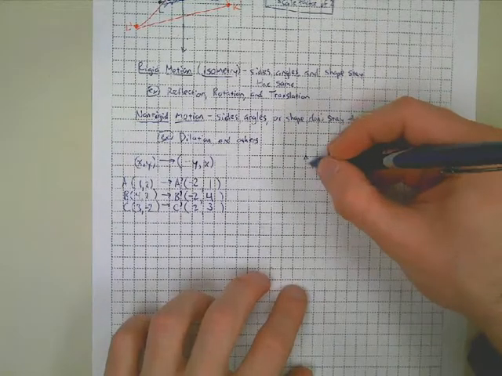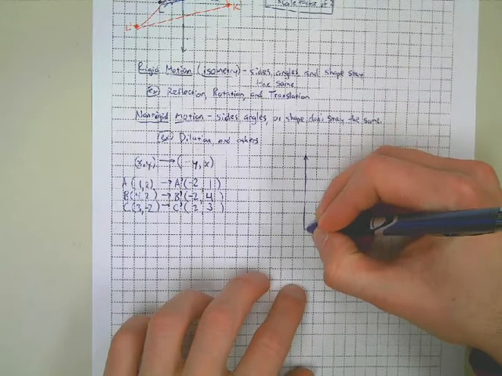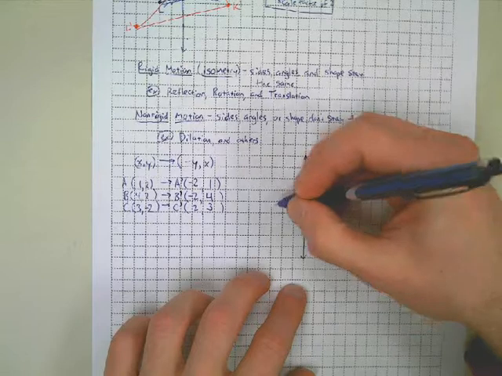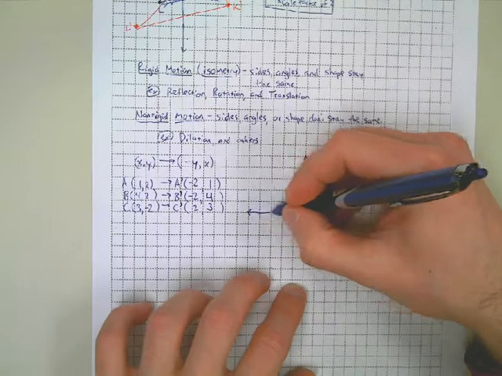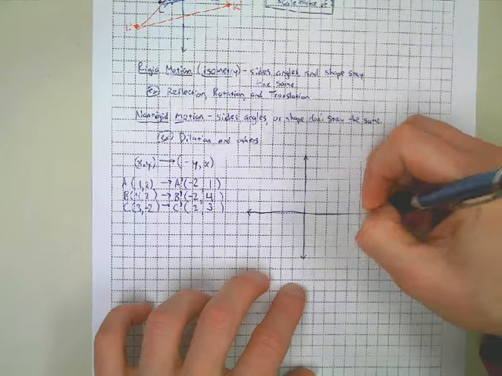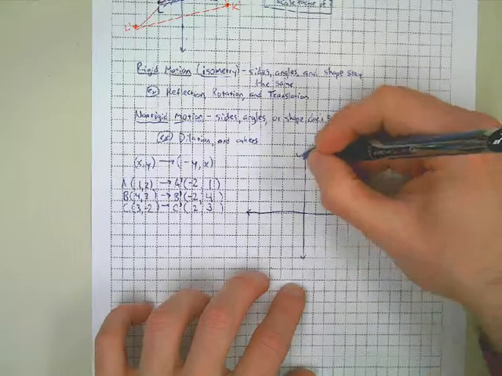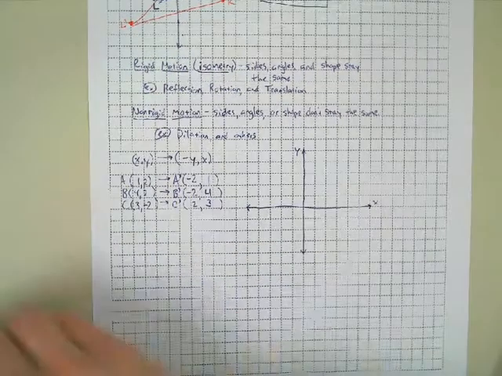So I'll graph a little coordinates there. I'm going to graph my original just so we can have something to refer to. So A has coordinates 1, 2. B has coordinates 4, 2. And C has coordinates 3, negative 2.